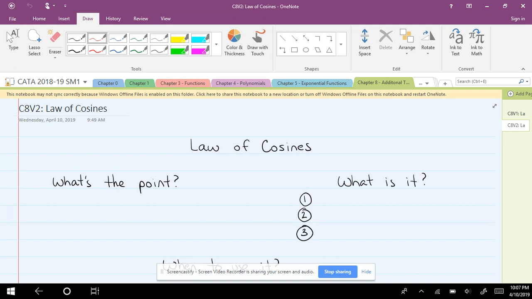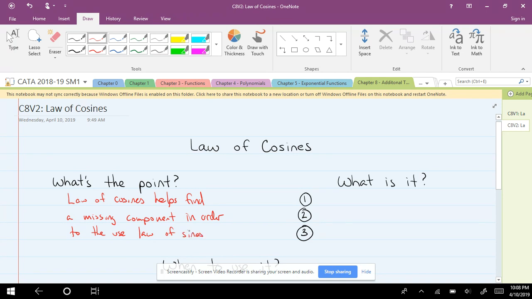As we've seen in class, if I have a triangle that's situated as side angle side, law of sines won't work with side angle side. And similarly, if I have three sides to a triangle, law of sines will not work. So the point is, law of cosines helps find a missing component in order to then use law of sines.